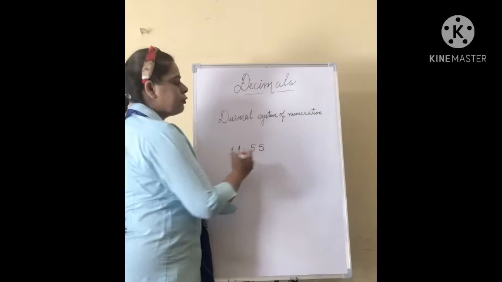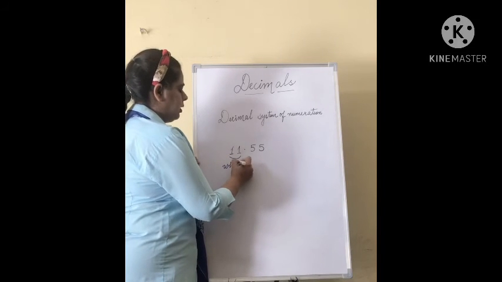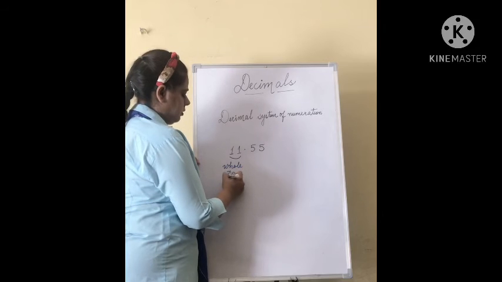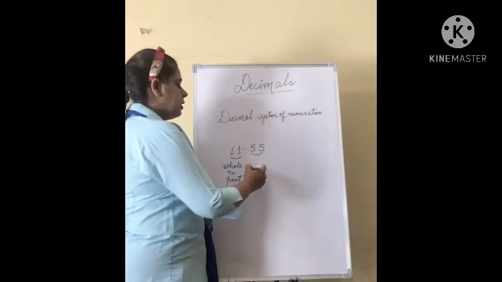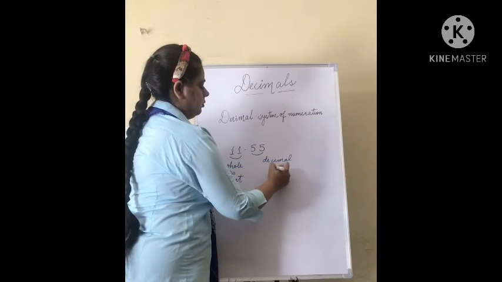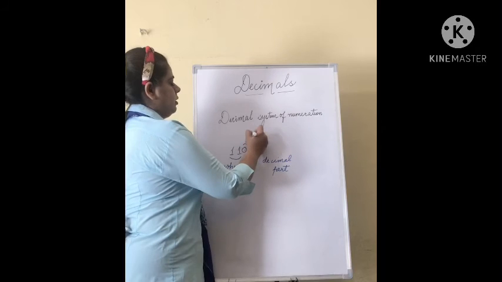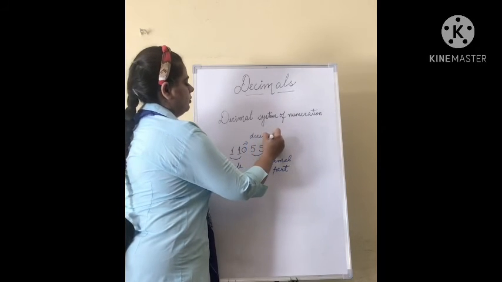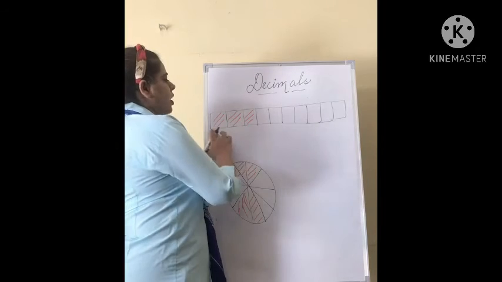Decimal consists of two parts. This part is called whole number part, and this part is called decimal part. And this point is decimal. Clear?